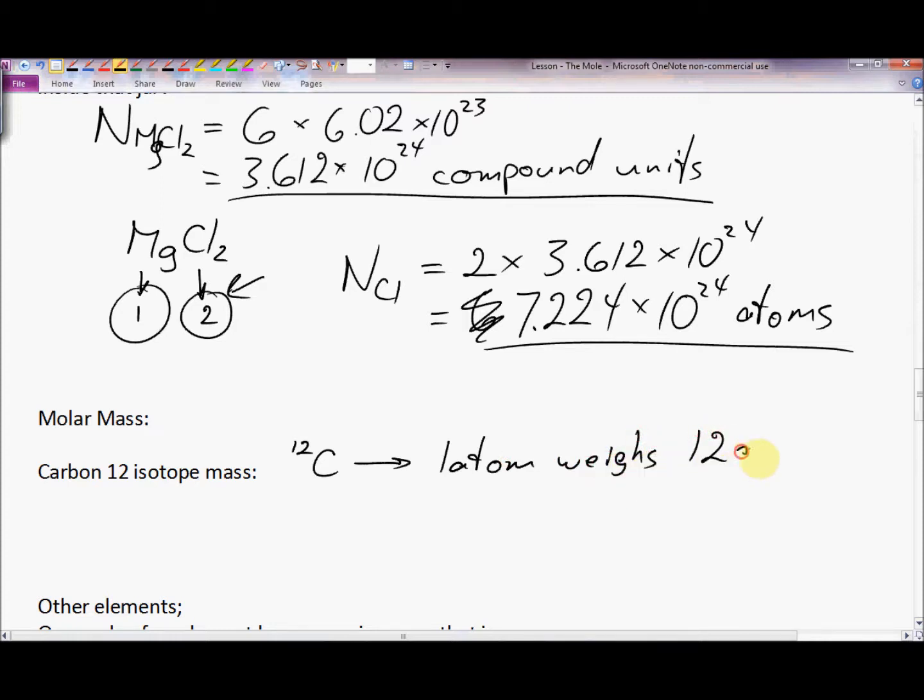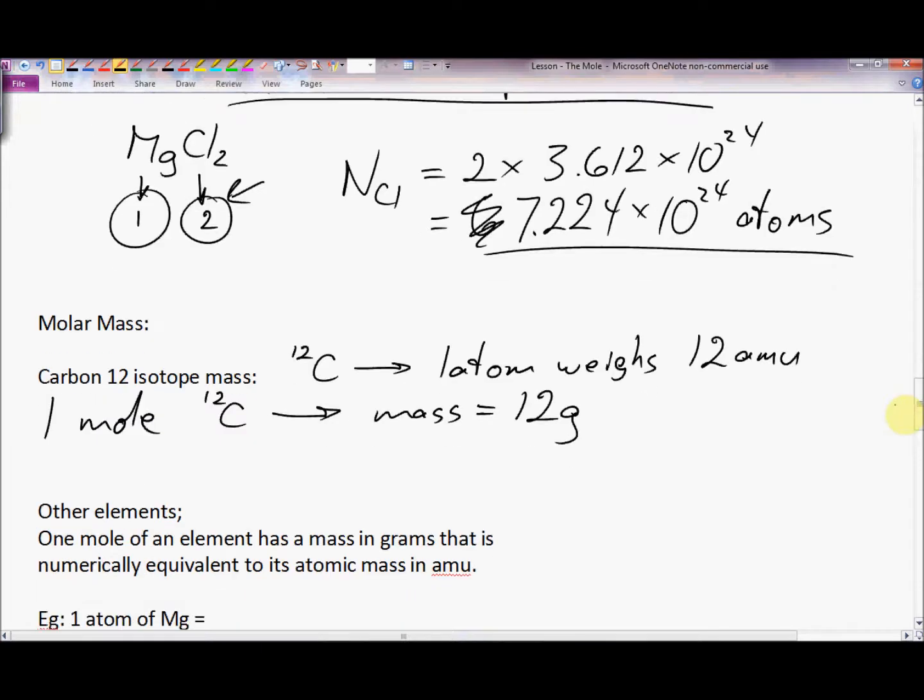But if we had 1 mole of carbon-12, that has a mass equal to exactly 12 grams. And that's the beauty of Avogadro's number. We've got just enough carbon-12 to make up 12 grams of carbon-12.